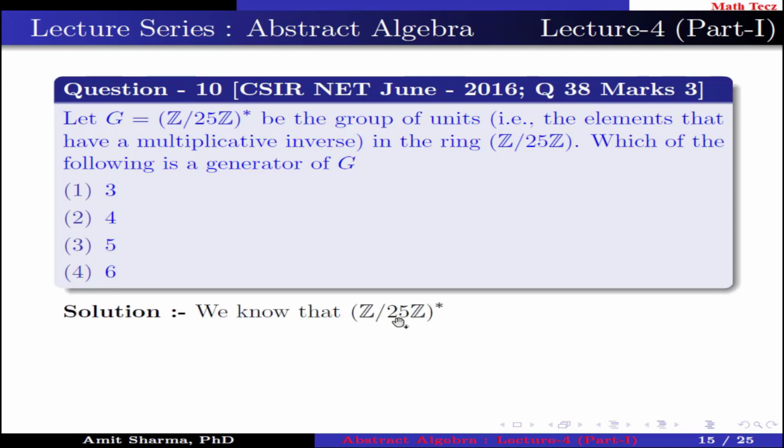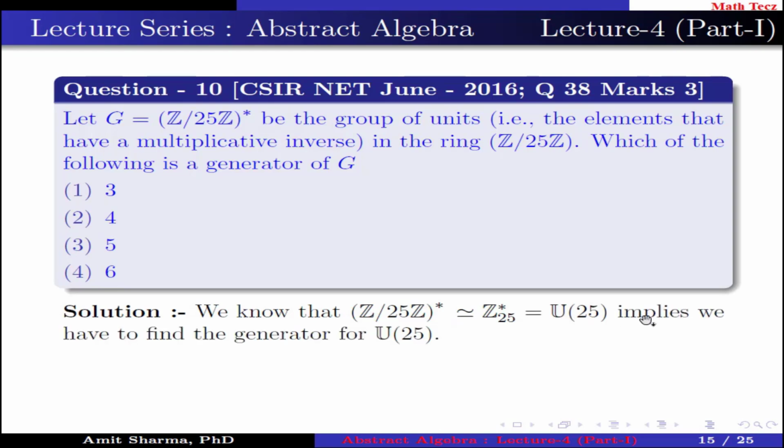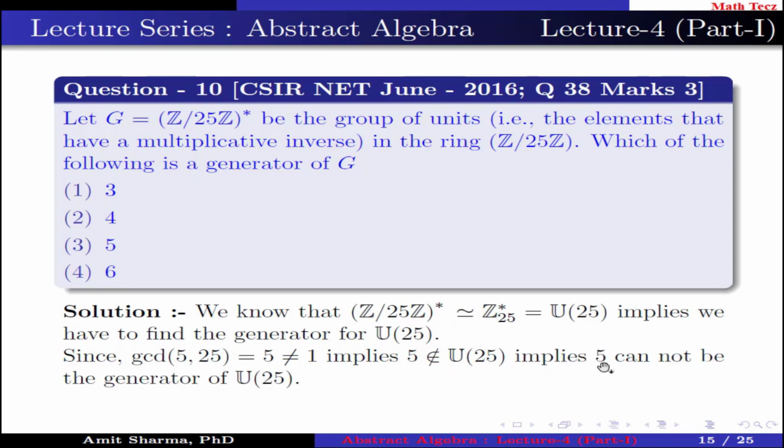We know that Z by 25Z star is isomorphic to Z25 star, which is equal to U of 25, implies we have to find the generator for U of 25. Since GCD of 5 comma 25 is 5, which is not equal to 1, implies 5 does not belong to U25, implies 5 cannot be the generator of U25. Therefore, option 3 is wrong.